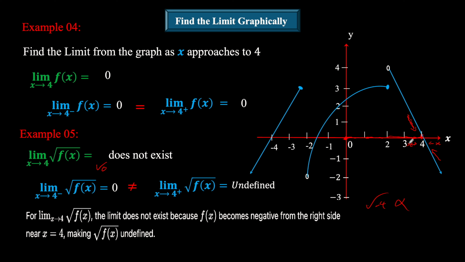We don't have any problem with x. We have the problem with f of x, with the result. Okay, so f of x becomes negative from the right side near x equal to 4. Near, okay, this is important. So making the square root of f of x undefined.